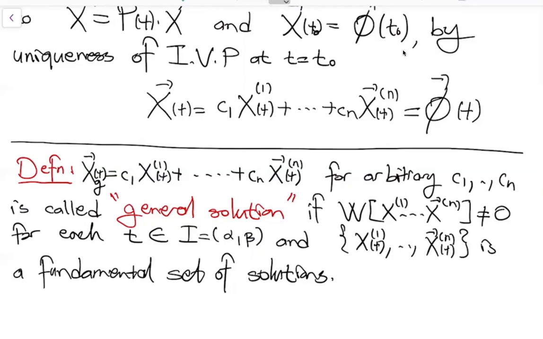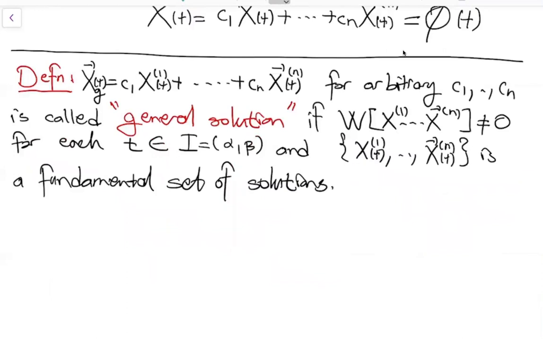You are given a homogeneous equation and you want to find the general solution. Then you need to find n many solutions which are going to be linearly independent for each point in the interval I. How can you check this? The Wronskian, which is the determinant of these solutions, must be non-zero for each point in the interval. Then we call this thing the general solution. And as a set, if you write them, x1 to xn, we call this a fundamental set of solutions. Furthermore, the matrix is called a fundamental matrix. Let me just state it at this point.